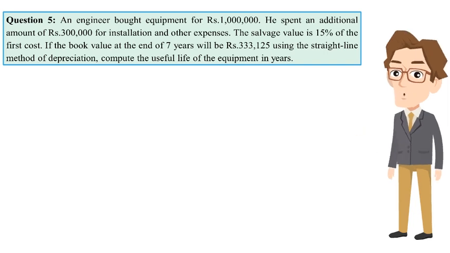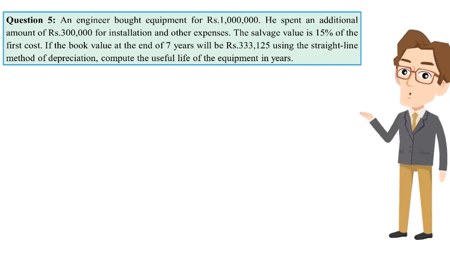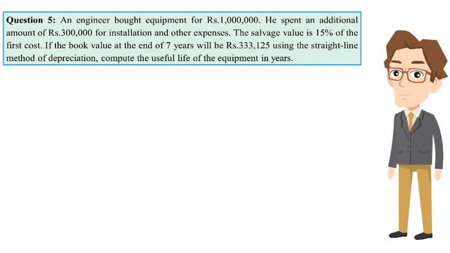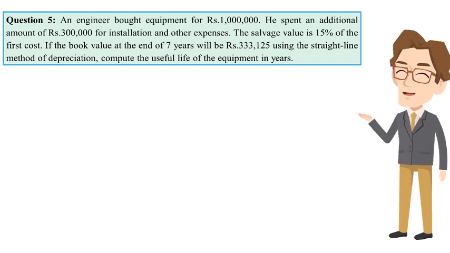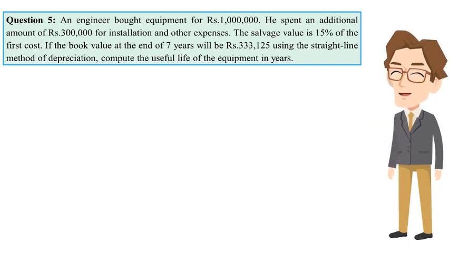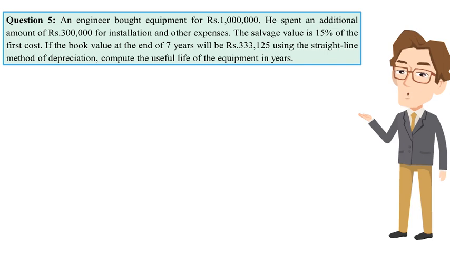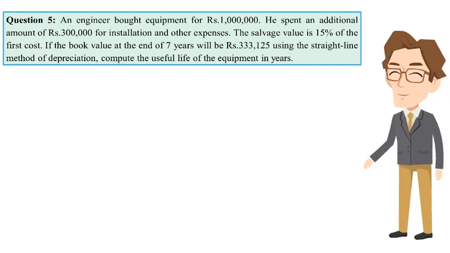An engineer purchased equipment for 1 million rupees and incurred an additional expense of 300,000 rupees for installation and other costs. The salvage value of the equipment is 15% of the initial cost. The book value at the end of 7 years, using the straight line method of depreciation, is 333,125 rupees. We are asked to compute the useful life of the equipment in years.